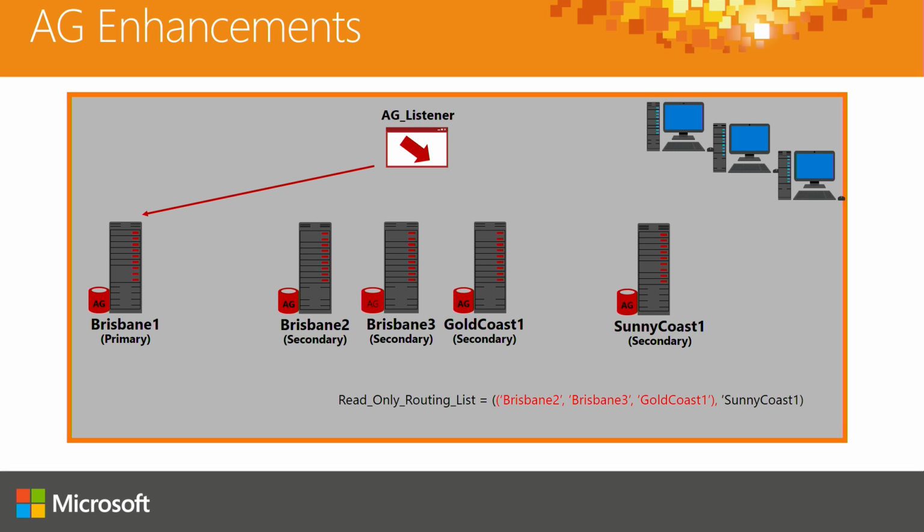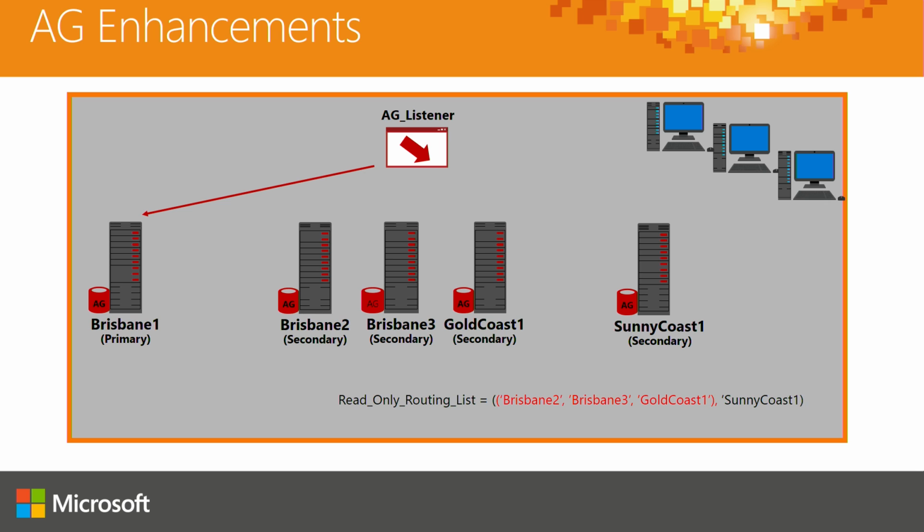The problem is, in 2012 and 2014, if we were configured to have Brisbane 2, Brisbane 3 and Gold Coast 1 as readable secondaries, every single one of our application connections are always going to hit Brisbane 2. So if your reporting environment is very heavy, then you've got the possibility of a bottleneck because all of your applications are going to be hitting Brisbane 2.